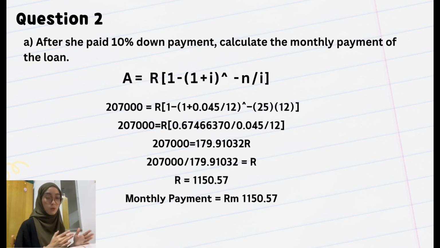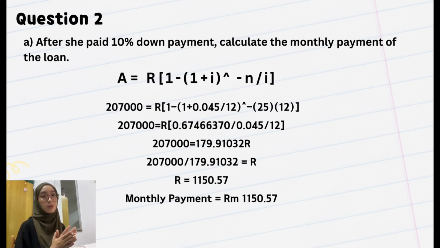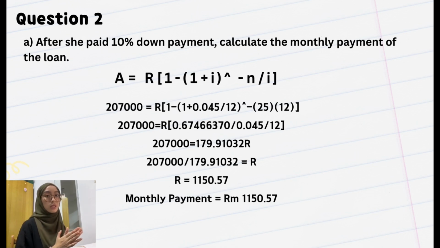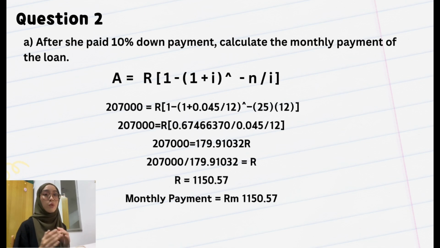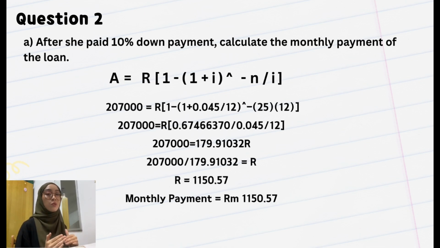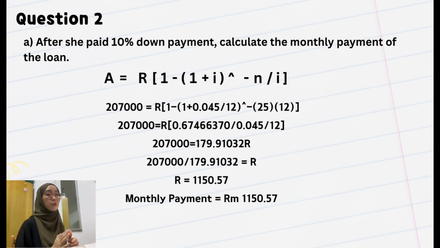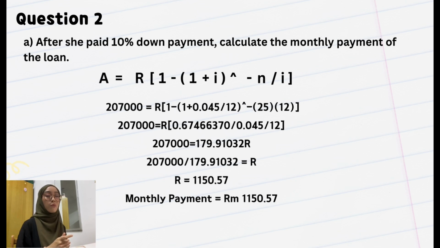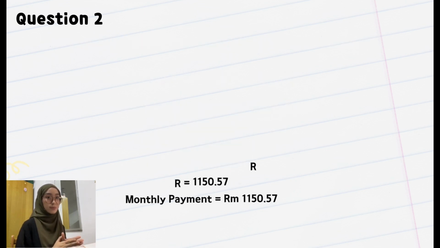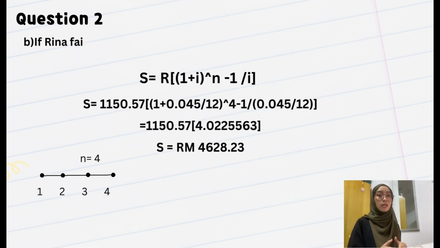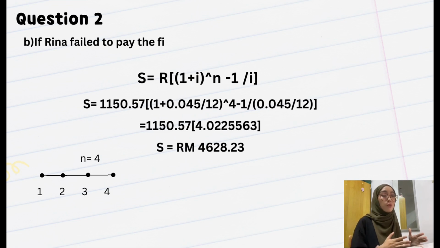207,000 after the down payment, using the interest rate of 4.5% per year and a loan term of 25 years. We plug these values into the formula. After solving the equation, we find that Rina's monthly payment is 1,150.57 Malaysian ringgit.